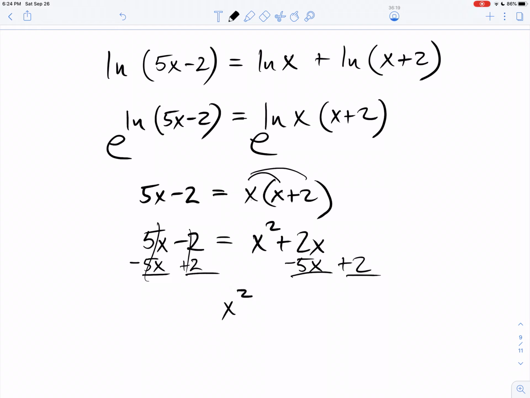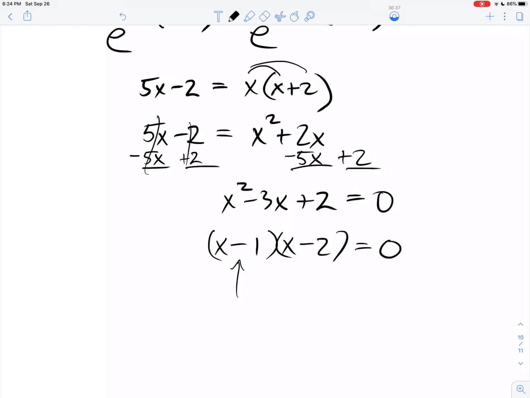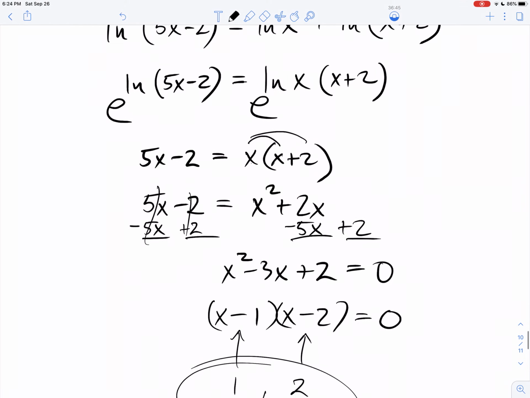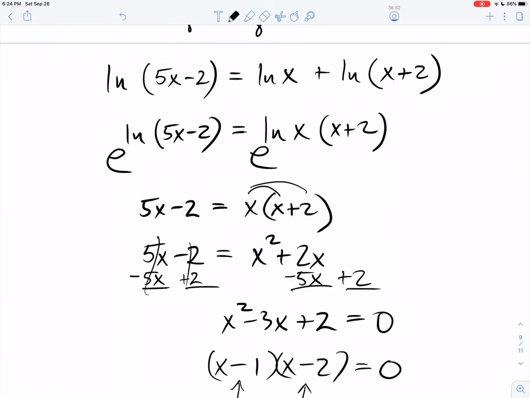And then I get x squared minus 3x plus 2. What's it equal? It equals 0, because I got everything on one side. So let's factor this thing, and I think it's going to be pretty easy, because I got x, and it looks like minus 1, minus 2. So I have one answer that should be 1. I have one answer that should be 2. But if you have paused this and worked through this problem, what I want to know from you is, are they both legit? Is only one of them legit?